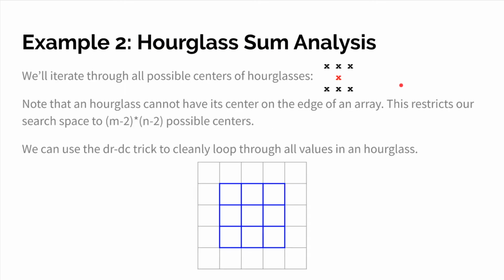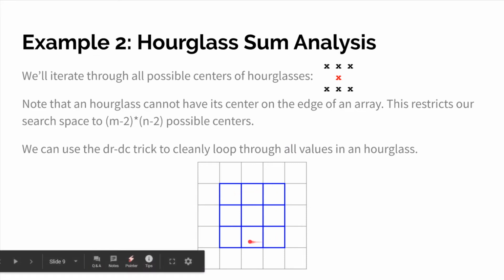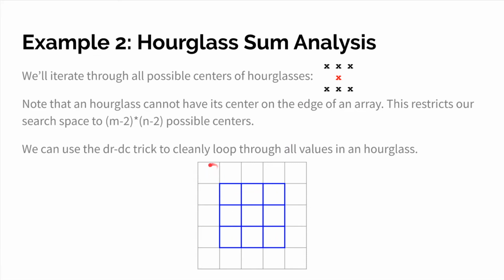Well, again, we can just iterate through all possible centers of hourglasses, right? The hourglass cannot have its center on the edge of an array, so we can just loop through all of these inner cells, right? Because if the center was here, then obviously we wouldn't have the values here to create an hourglass. So instead of adding it manually, we could just use the DRDC trick to loop through all the values in an hourglass. And we can see how this happens here.